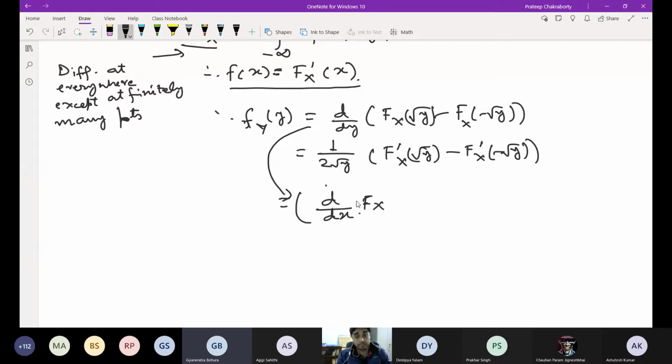The f prime will be plus, I mean plus f prime. Which one? In the second one, 1 by 2 root y, this whole is plus, right? This is plus, right? Okay. Just give me 1 minute.